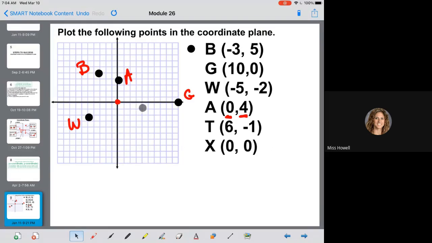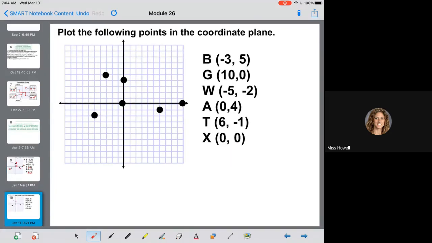All right, (6, -1) says go to the right 1, 2, 3, 4, 5, 6. And then from there down 1. And then we would say, all right, that's our location we just called T. And then (0, 0) is right here exactly on our origin where I drew that original red dot, and we are calling that point X. So we should be able to take what's called an ordered pair, which is this (x, y) description, and place a point in its corresponding location in a coordinate plane. And when we're done, we would have something that looks like that.